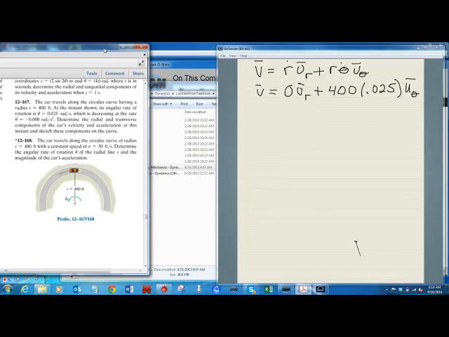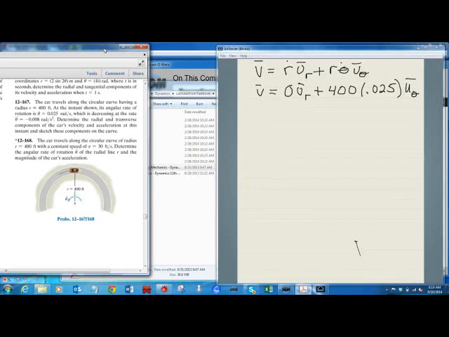Whatever tool you need. You can probably do that in your head, right? Let's see, 4 times 0.5 is 2, so 400 times 0.025 is 10. Whatever you need. You could probably do that in your head.